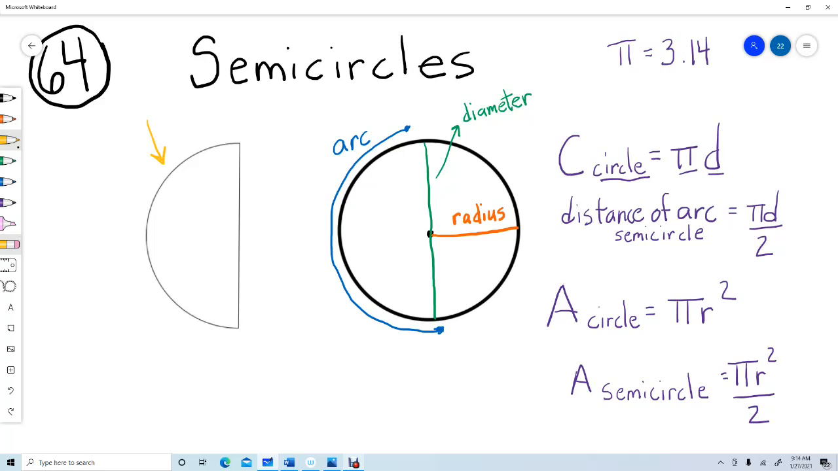Okay, so reviewing some of the terminology from our lesson on circles, look over here at my circle. The line that goes from one edge to the other edge of a circle and passes through the center is called a diameter. Okay, the distance from the center of the circle out to any edge is called the radius, right here.